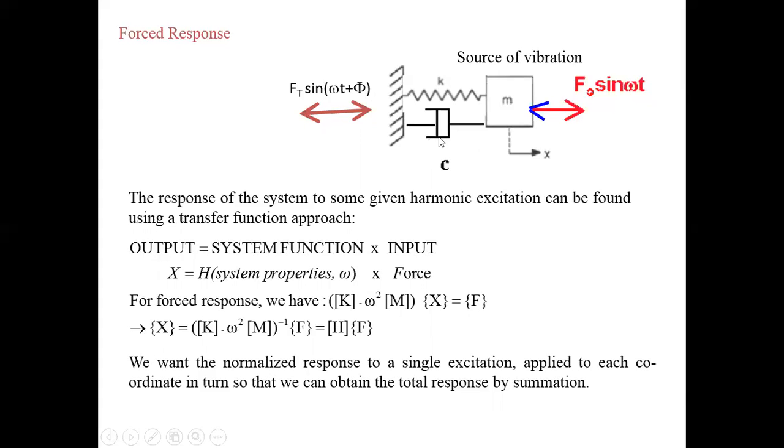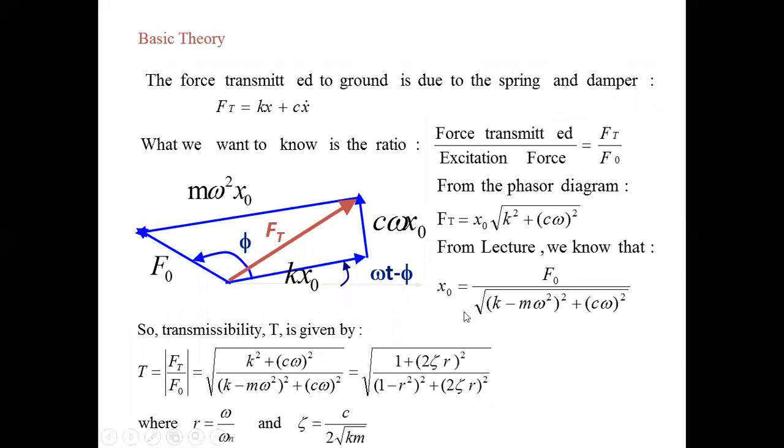Why? Because this is due to the damping coefficient and stiffness coefficient. Output is equal to system function into input, right? Now output x is equal to system properties, which is the frequency function, into input, which is the external force F, right? So the forced response is (k minus omega square m) x is equal to F, right? The basic theory: the force transmitted to the ground is due to the spring and damper. Ft is equal to k x plus c x dot.